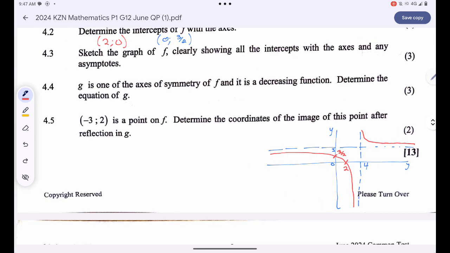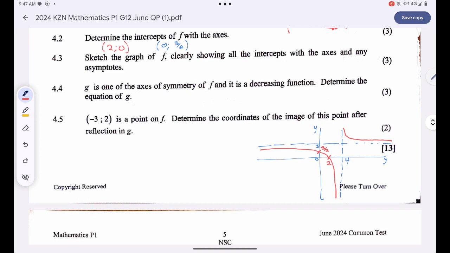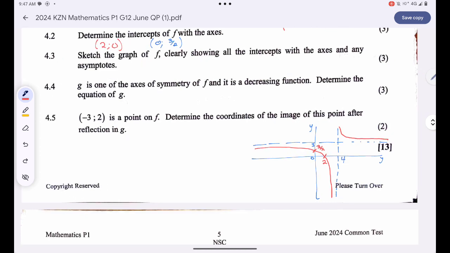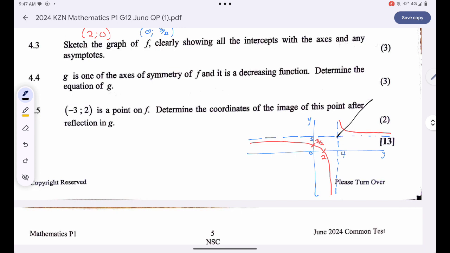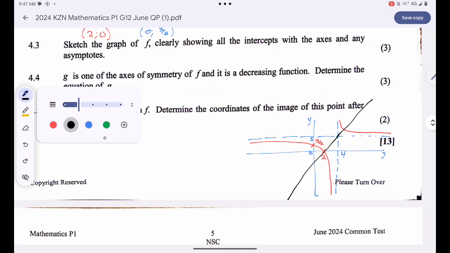Okay, and then now we are told that g is one of the axes of symmetry of f, and it is a decreasing function. Determine the equation of g. Both of our axes of symmetry, guys, will intersect on the point of intersection of our asymptotes. Are you together? So let me draw them with different colors. Let's use green.